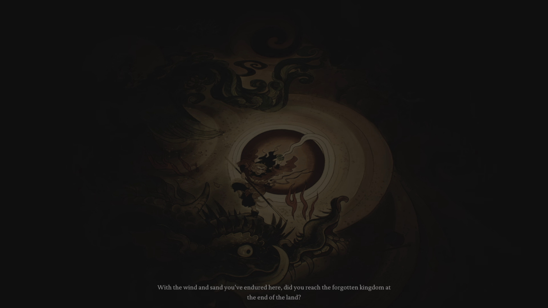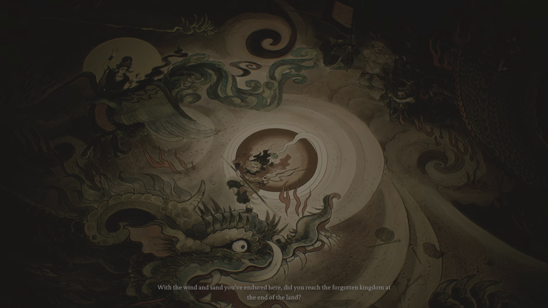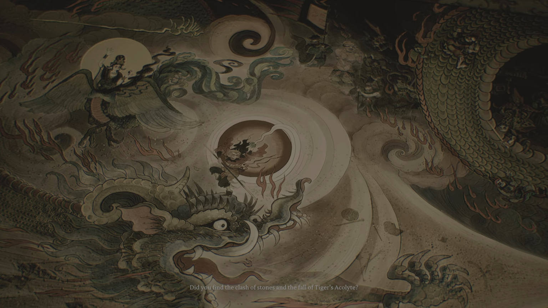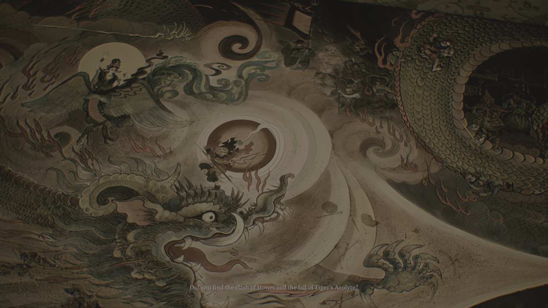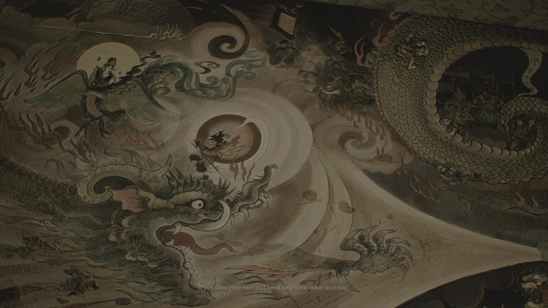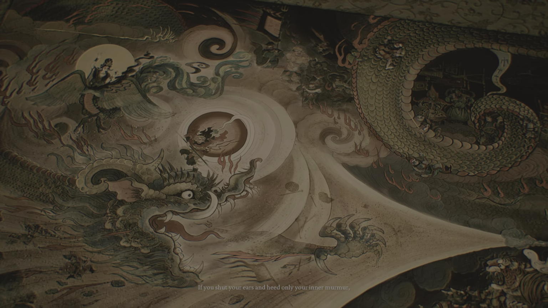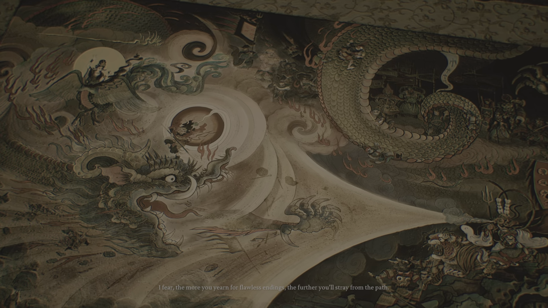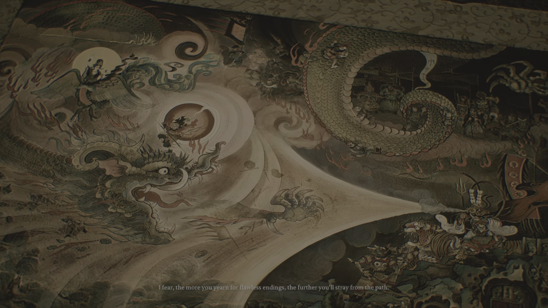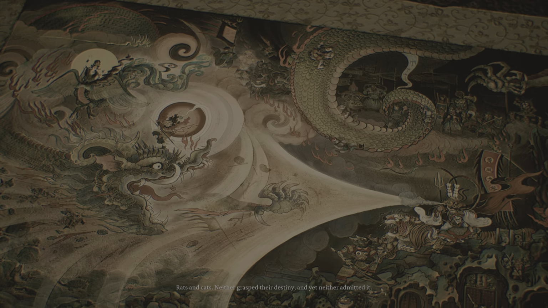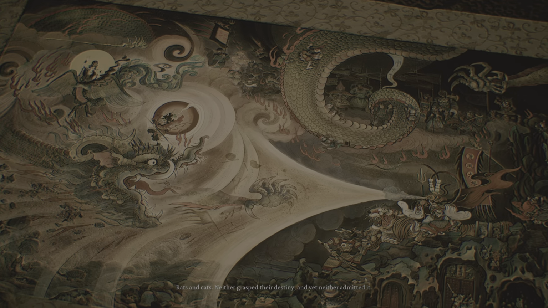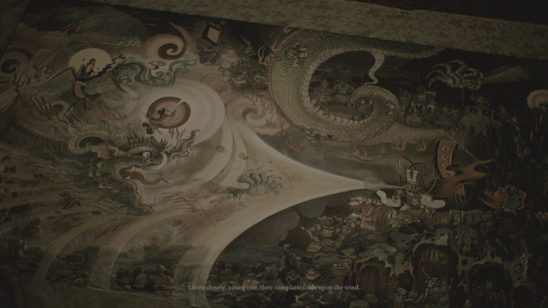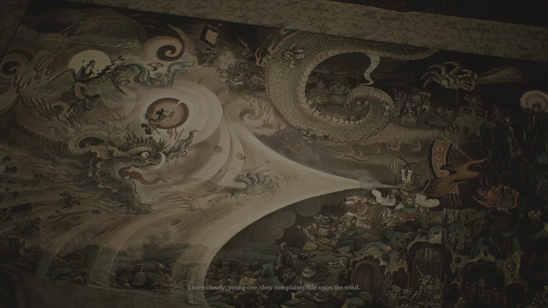With the wind and sand you've endured here, did you reach the forgotten kingdom at the end of the land? Did you find the clash of stones and the fall of Tiger's acolyte? If you shut your ears and heed only your inner murmur, I fear the more you yearn for flawless endings, the further you'll stray from the path. Rats and cats, neither grasped their destiny, and yet neither admitted it. Listen closely, young one. Their complaints ride upon the wind.